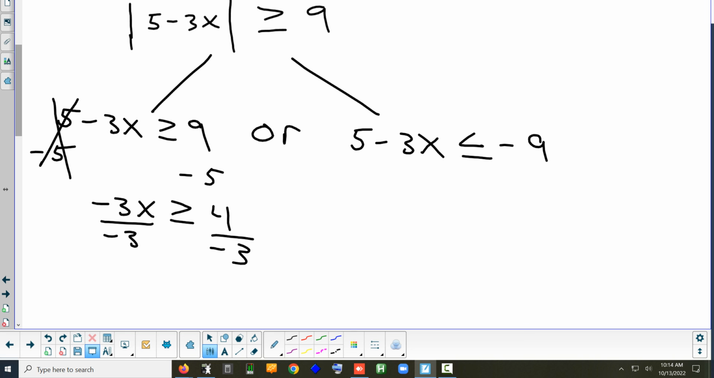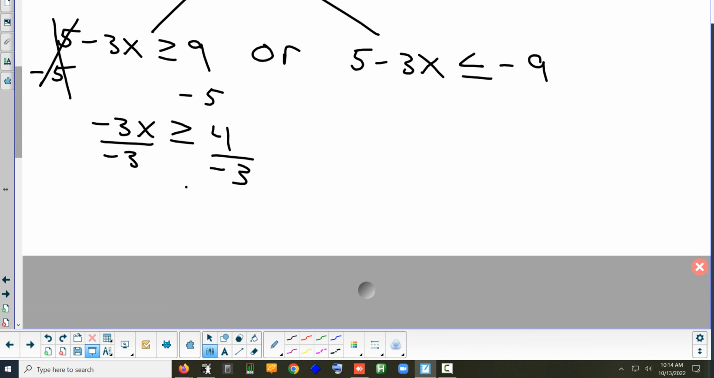Now, we just divided by a negative. So what's going to happen right now? Yep. Right, we have to flip the sign. I like to do that first so I don't forget. So the sign just flipped.